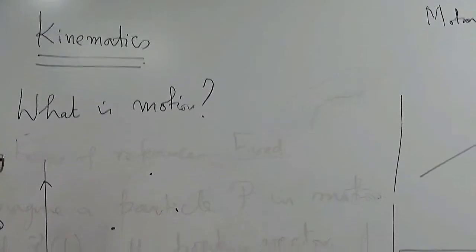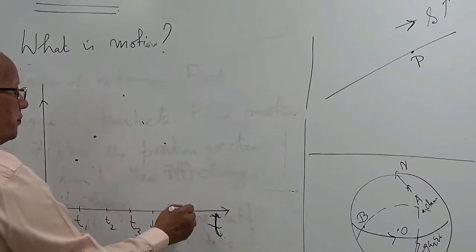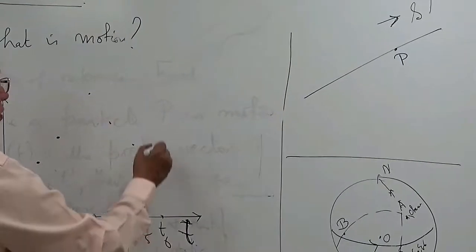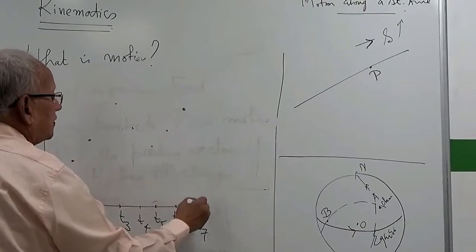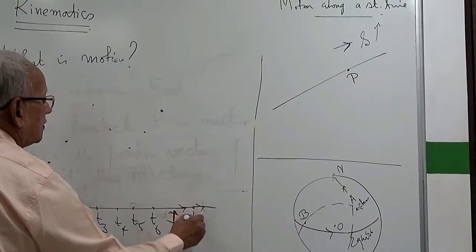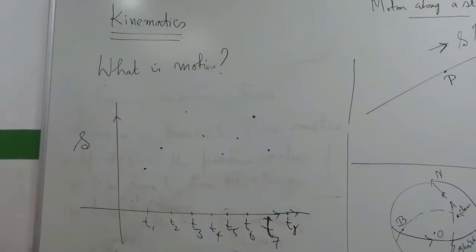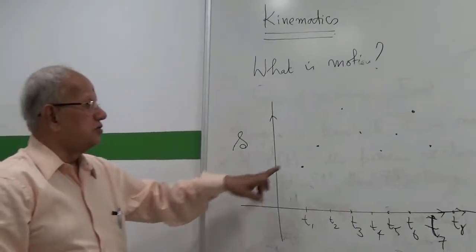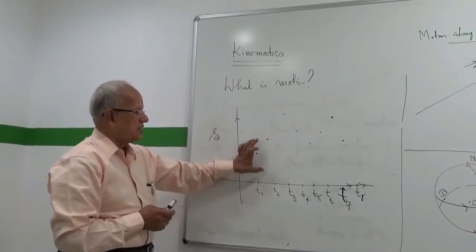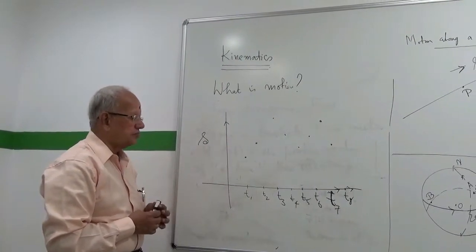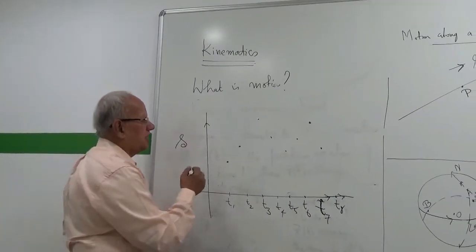T4, T5, T6, T7, T8. So I just plotted the points, right? So S at T1 is this distance, S at T2, S at T3, and so on. I'm just going to join these by some continuous curve.